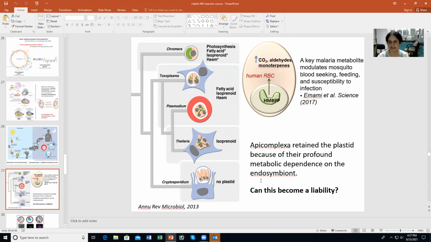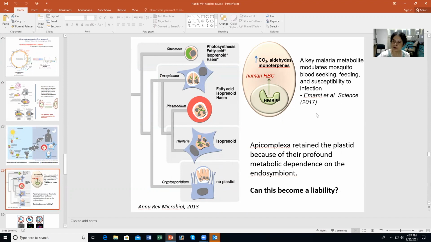In Cryptosporidium, there are no plastids, so none of these actually work. But in the malaria parasite, fatty acid biosynthesis, isoprenoid biosynthesis, and synthesis of heme become very major pathways which are important for the parasite.